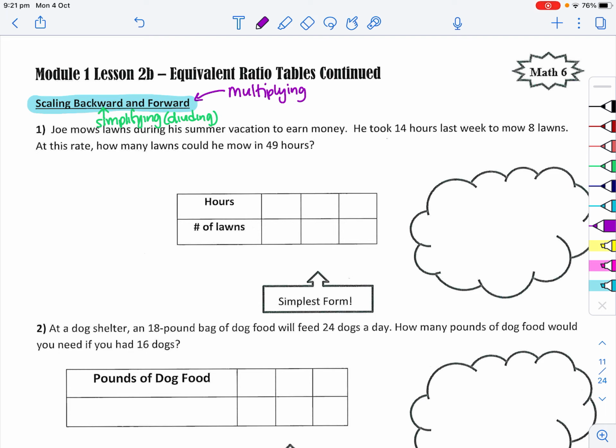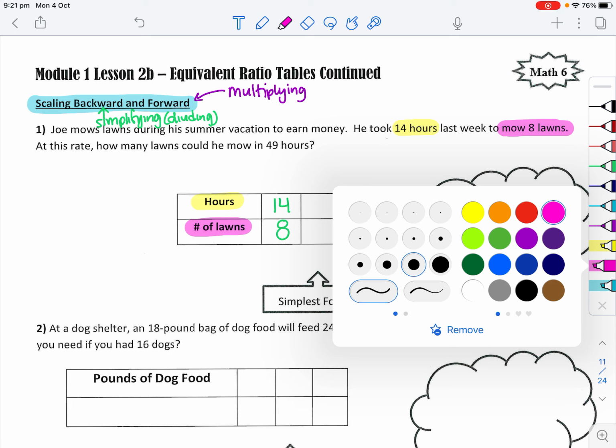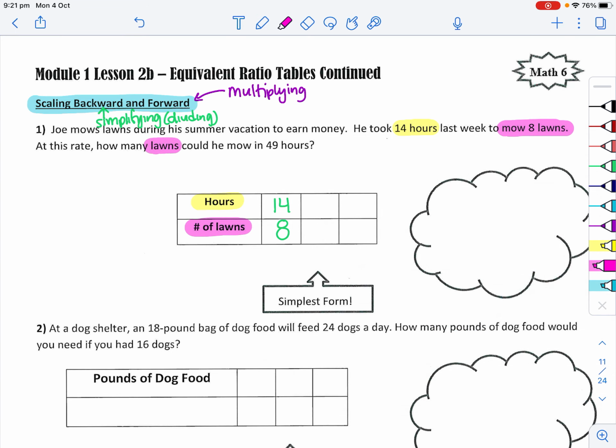So this says Joe mows lawns during his summer vacation to earn money. He took 14 hours. So here's my hours. I'm going to use my highlighter still. Last week to mow 8 lawns. And then here's my lawns. Okay. So you can see I've had my titles filled in, but I'm going to fill in the values. So 14 hours to mow 8 lawns. Then it says, at this rate, how many lawns, so that's my pink, could he mow in 49 hours?